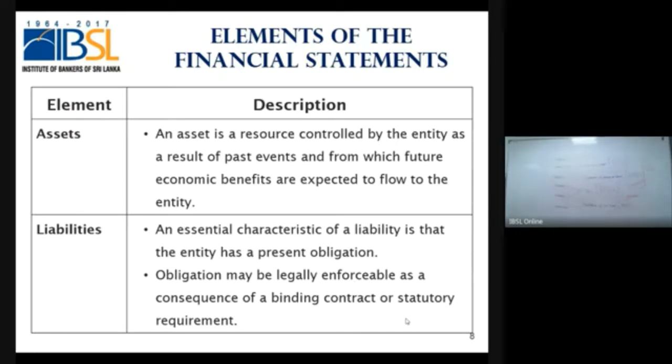Now let's take an example. Let's take you have a computer in your organization. Now this computer is a resource for you. And who is the owner of the asset? It is your company. So they are going to control it. Why did you have this asset now? Because at some earlier point, your company decided to buy a new computer. That is the past event, a decision to buy a computer.